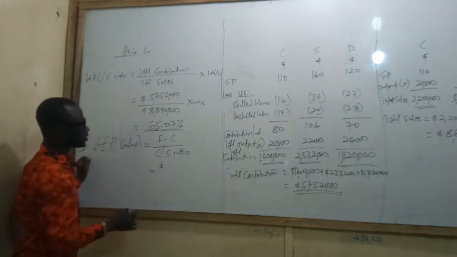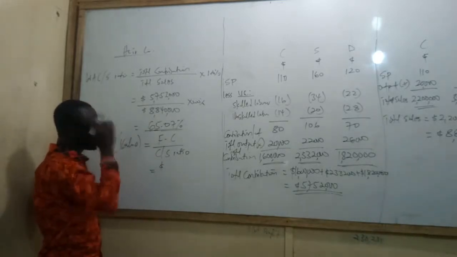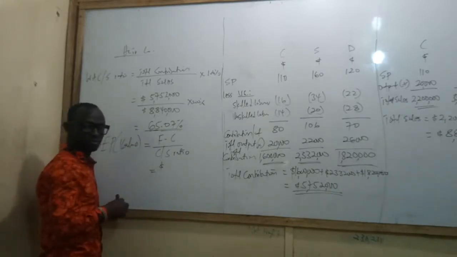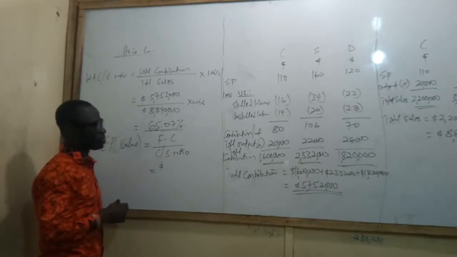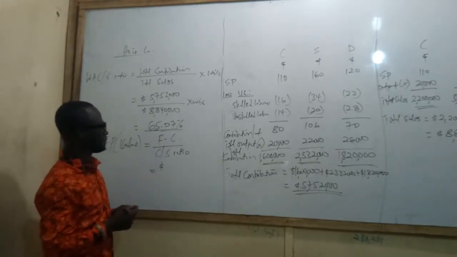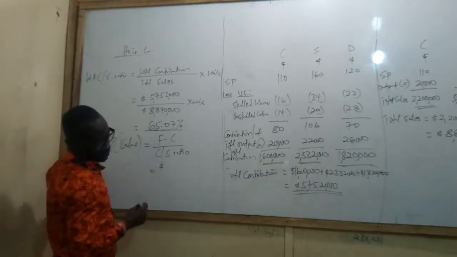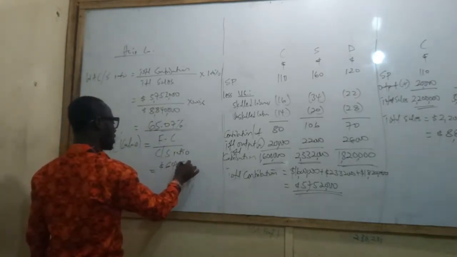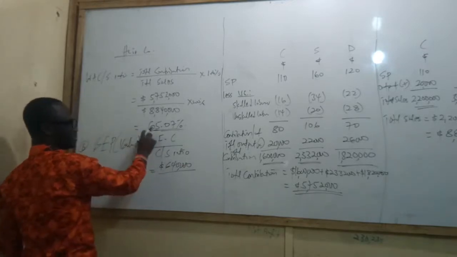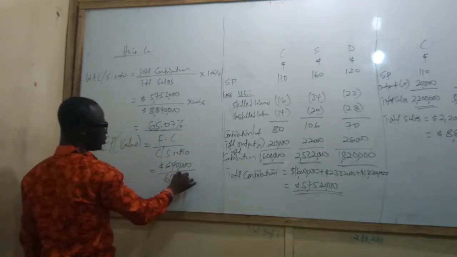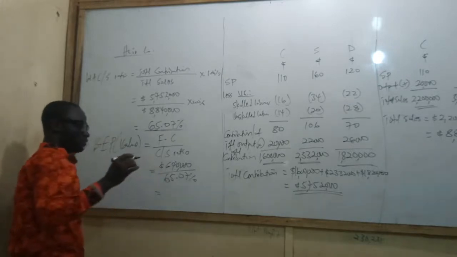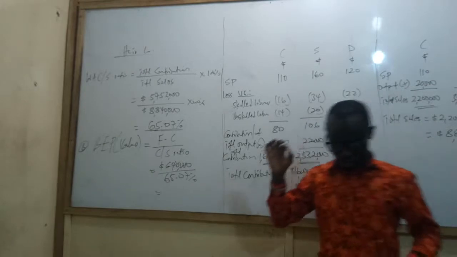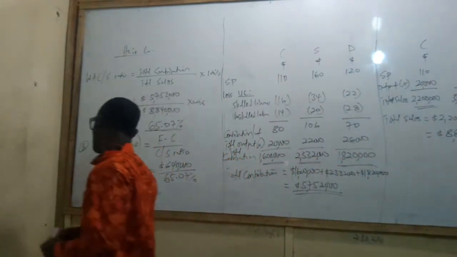What's our fixed cost? From the question. Come on now. 640,000. So 640,000 divided by 65.07%. What do we have? And remember, all answers should be given to 2 decimal places. So when you punch it, what do we have?